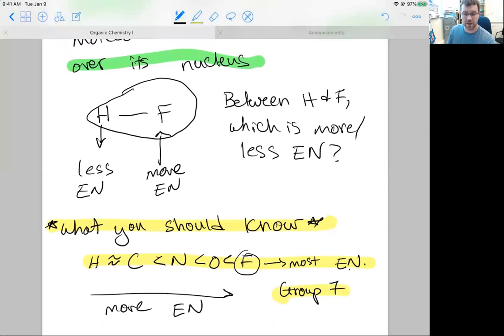Okay, that'll do it for this video. So I'm going to stop sharing. In the next video, we'll look at the chemical effects of having differences in electronegativity, molecular orbital distortion, all of that in something that's called polarity.